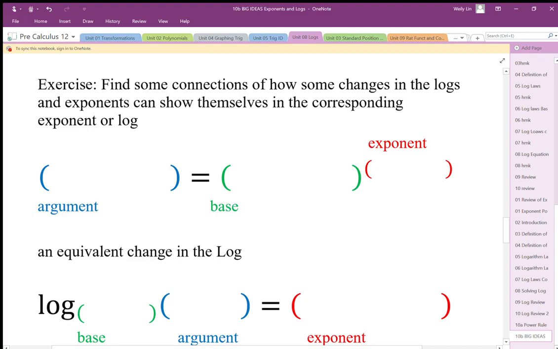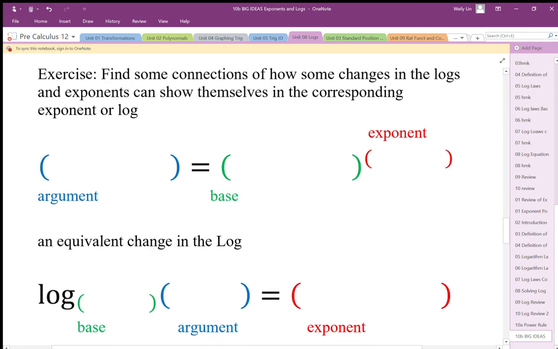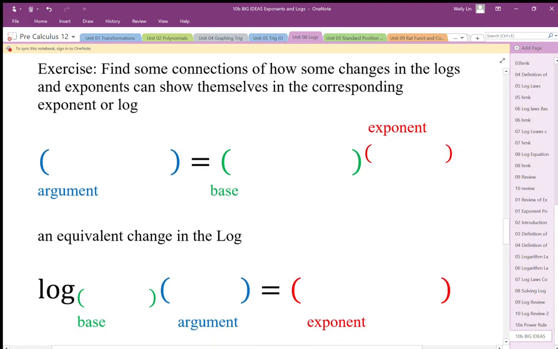Okay, because if I show a change in my base, for example, I'm going to go log base A, and let's put an X in here, and our argument is big X. If I do a change in my base, let's say I square this, how can that balance off here? Well, I can square here.